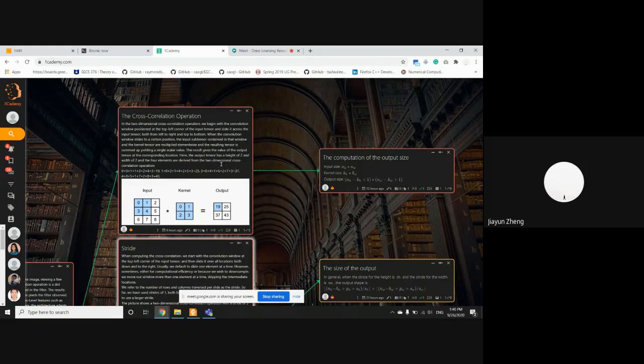So the cross correlation operation is just saying that we have this kernel. For example, in this picture we have a 2x2 kernel, and a 3x3 input. So right now, for this square, we are just doing 0 times 0 plus 1 times 1 plus 3 times 2 plus 4 times 3, and then we get 19. And therefore, we see that a 3 times 3 input becomes a 2 times 2 output.